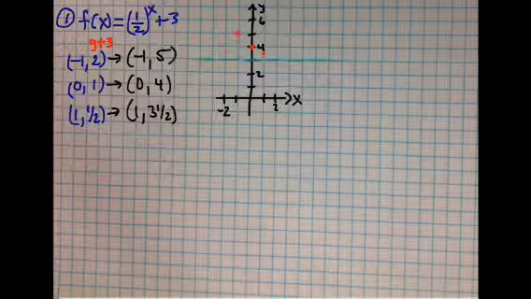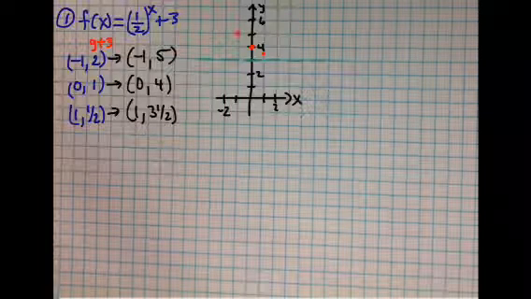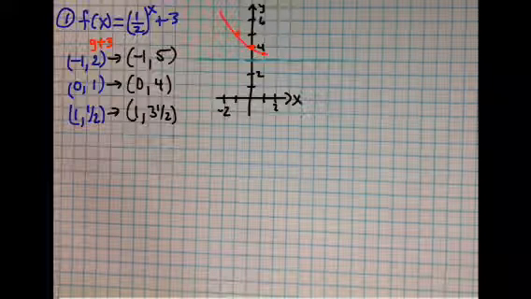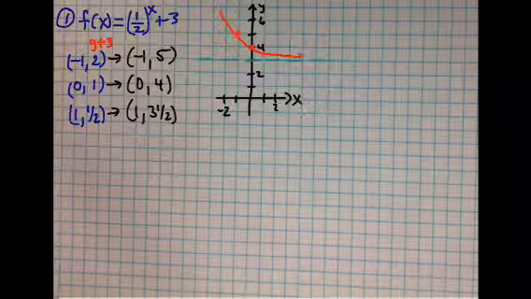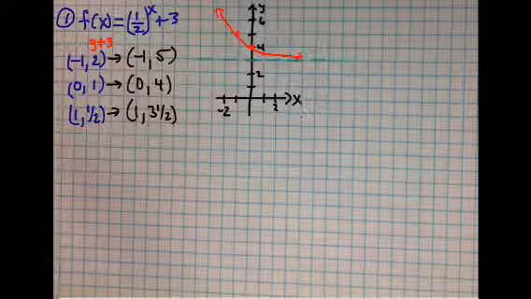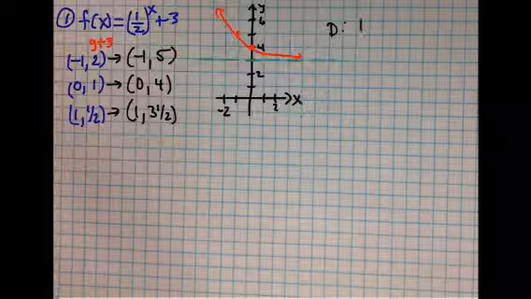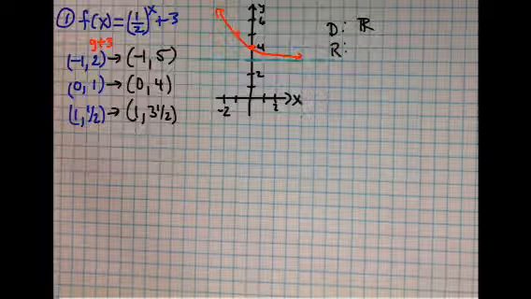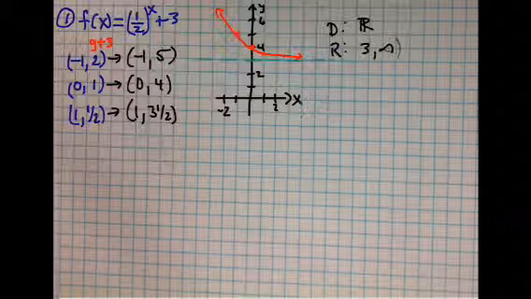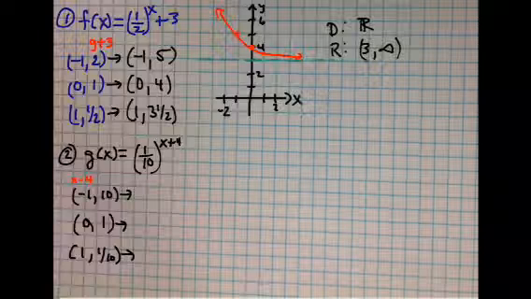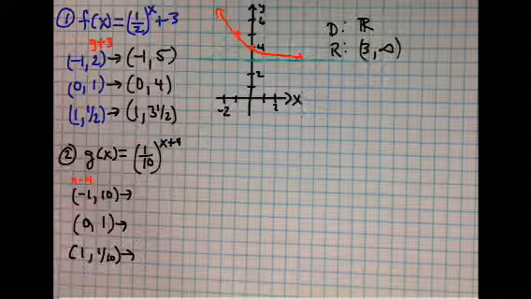So there are the 3 dots, the 3 points, and then I just drew the horizontal asymptote on y equals 3. So now I'm going to connect the points. So like that, and it just gets closer and closer to the horizontal asymptote. The domain is all reals, and the range is all y's greater than 3, so I could write it in interval notation like this.